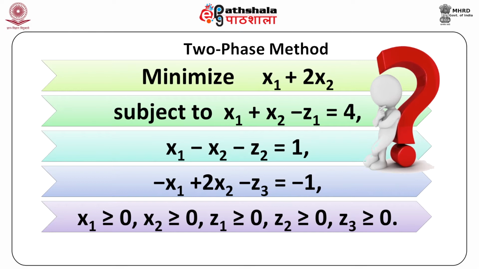Observe that unlike before, setting x1, x2 equal to 0, 0 does not yield a basic feasible solution. In particular, if x1 equals x2 equals 0, then z1 equals minus 4 and z2 equals minus 1, which are not feasible. So, we need to find a basic feasible solution to start from. The trick is to solve a different optimization problem whose optimal solution is a basic feasible solution for our original problem.